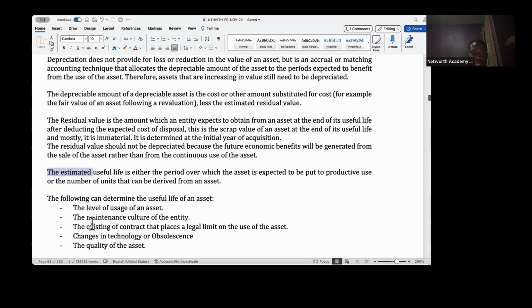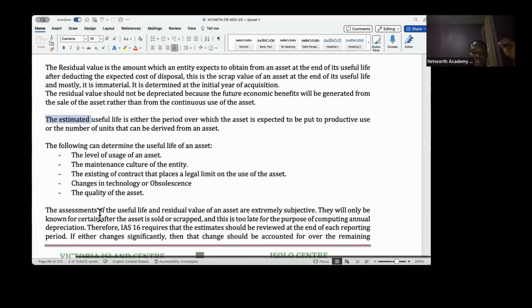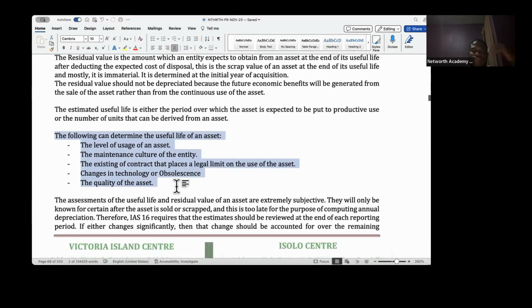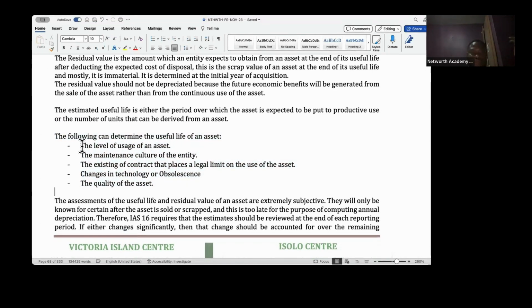So the reason I'm putting this here is that I kind of asked this before. How do you determine useful life? What determines your useful life? One is the level of usage of the asset. You can't compare somebody that has 2 cars with somebody that has 1 car.